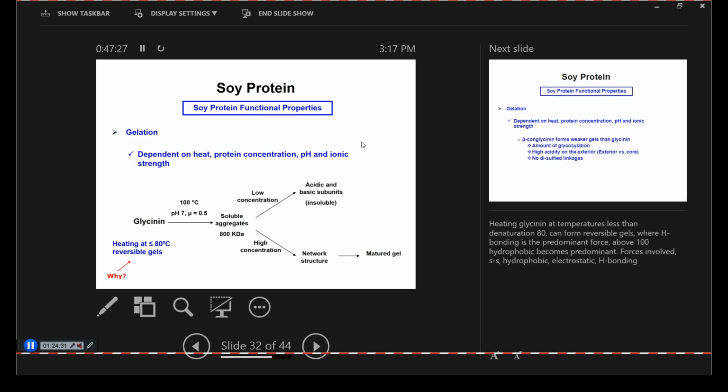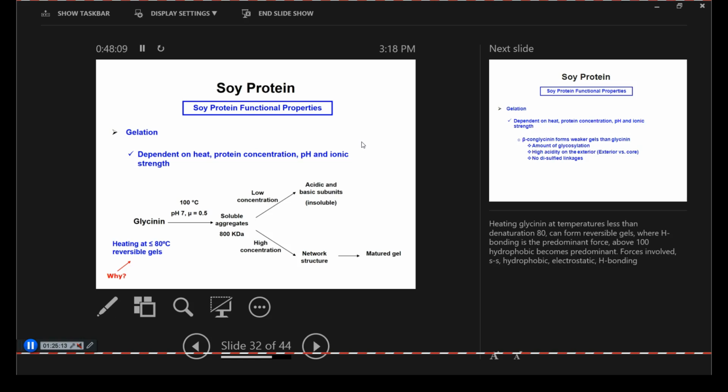For gelation, like we talked about earlier, it's dependent on the heat, the rate and the heating temperature. So the temperature and rate. Of course, protein concentration, pH, and ionic strength. One of the best pH values for forming a gel is neutral pH. 7 to 7.5 is a good pH to form a soy protein gel. Adding a little bit of salt helps in forming aggregates at high temperature.